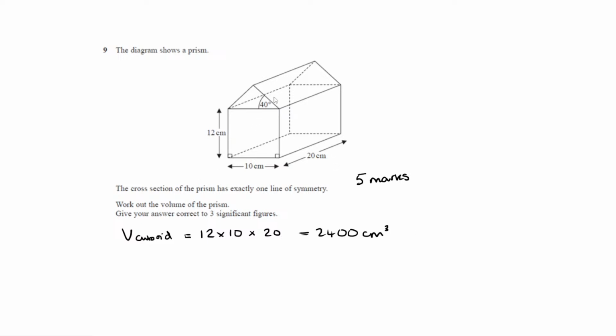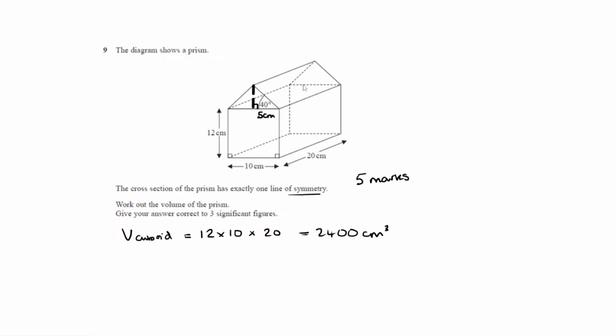So that's the volume of the cuboid. Now I need to know the volume of the triangular prism, which would be half base times height of a triangle, wouldn't it? So the problem is that we need to know the height, which is why they've given us this angle. Because it's an isosceles triangle, because they said it has a line of symmetry, where I've drawn that line is the line of symmetry. I could split this into a right angled triangle. Because that's exactly halfway, I know the base would be 5, because you see how that was 10 up here, then half of it's 5.